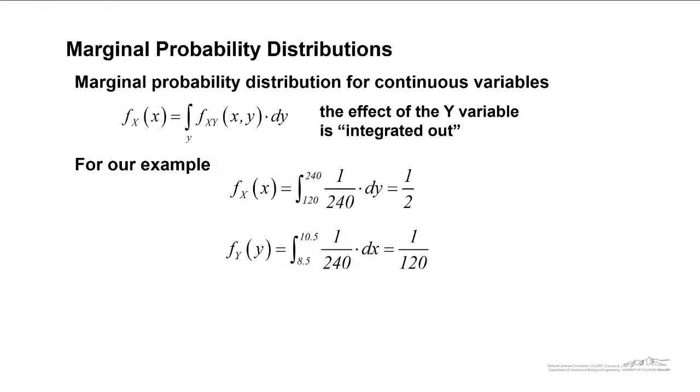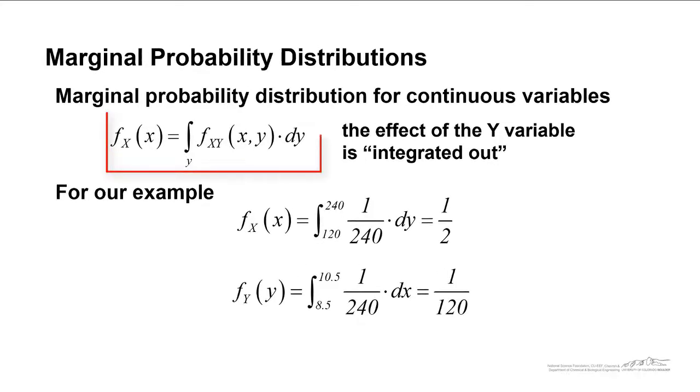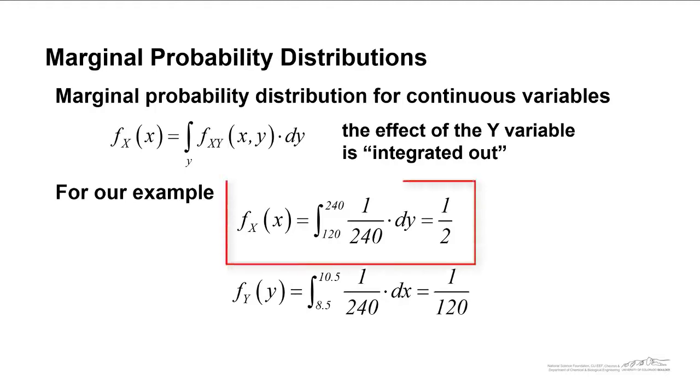We can do the same thing for continuous variables. This is known as a marginal probability distribution for continuous variables. Instead of summation, fx of x is found by integrating over all y, fxy, that's our joint density function. And essentially, the effect of the y variable is integrated out or is just combined together. So for our example, fx of x, we're going to integrate over all values of y, 120 to 240 of fxy, which is 1 over 240. And when you do that, you get 1/2.